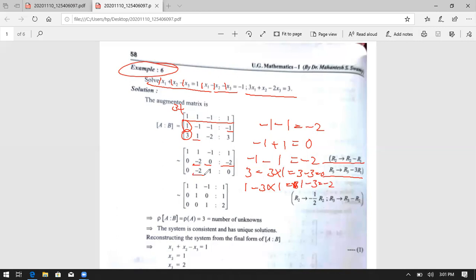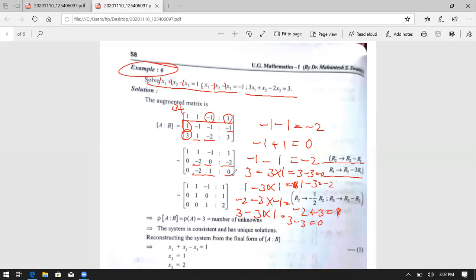Next the third element, that is minus 2. Minus 2 minus 3 into R1, and R1 there is minus 1. Simplifying, minus 2, minus into minus is plus, that gives 1. I write here 1. Next the last one: R3 is 3, so 3 minus 3 into R1 value 1, that is 3 minus 3 is 0. I write here 0. The second row and third row operations are over.